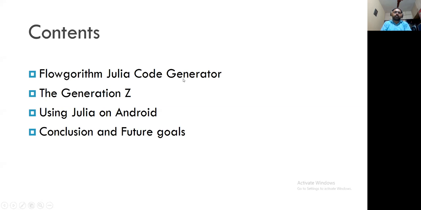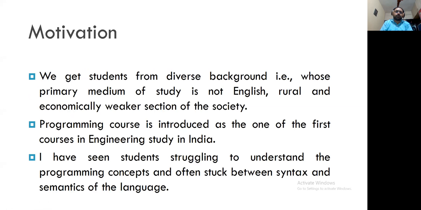So these are the contents which we are going to discuss in today's talk. I will be discussing the Flowgorithm tool and how I generated Julia code from flowcharts for the Flowgorithm tool. Then we'll briefly discuss how we can use Julia on Android, then the conclusion, and finally future goals. Then the motivation: why we created this tool.